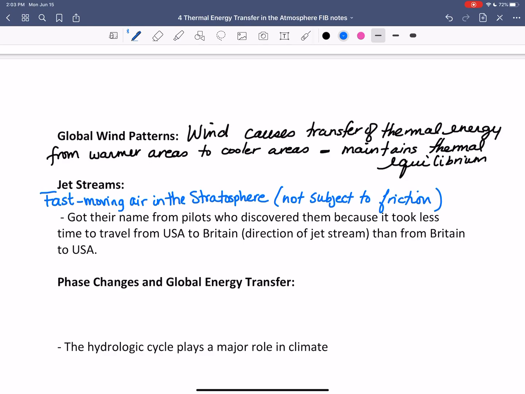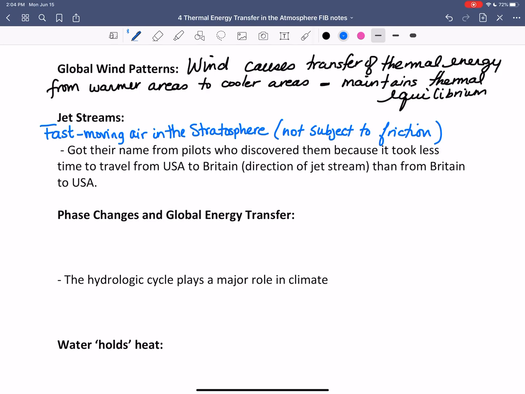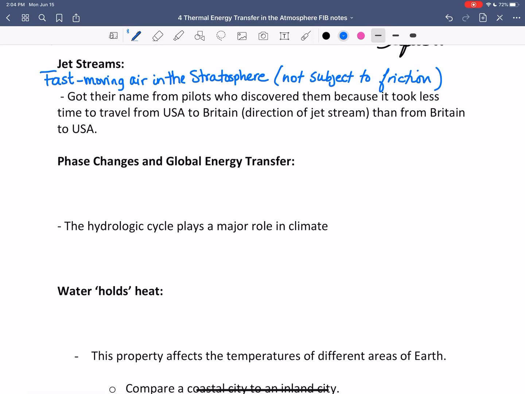Okay, and they got their name from pilots who discovered them, because when you were flying in one direction from the US to Britain, then you would go faster than if you traveled the other way from Britain to USA, right? So how come in one direction the flight, let's say, is 10 hours, and in the other direction the flight is 12 hours? Okay, so that's how they figured it out. It's because you're either flying with the jet stream and therefore it's quicker, or against the jet stream and therefore it's slower.